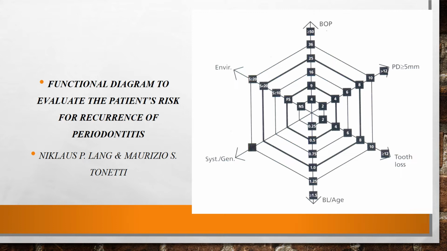Then the number of tooth loss has been assessed. Then comes the bone loss per age, which has been assessed. And then comes the systemic factors, the presence of systemic factors, and then the environmental factors, which have been classified as non-smoker and former smoker. Up to that it comes to lower risk. Moderate risk is smoking greater than 10 cigarettes per day and less than 20 cigarettes per day, and if it is more than 20 cigarettes per day, it comes to the higher risk category.